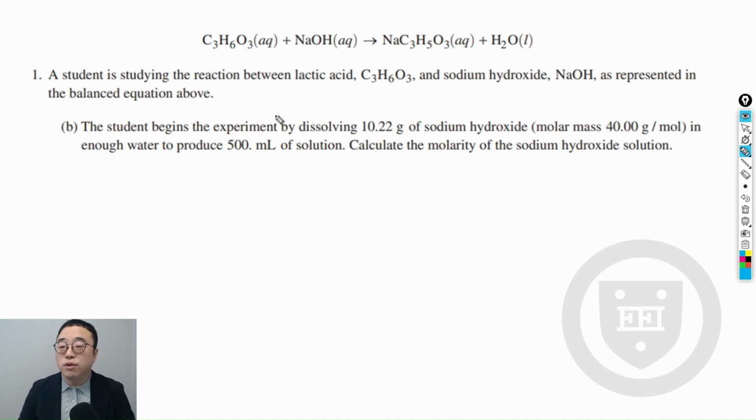Okay, so now a student is studying the reaction between lactic acid. So same question, right? But now they're saying that a student begins the experiment by dissolving 10.22 grams of sodium hydroxide, and they give us the molar mass, thank you AP Chemistry, in enough water to produce a 500 milliliter solution. And we're supposed to calculate the molarity of this sodium hydroxide solution. So how do you find the molarity or the concentration? Well, we use this equation.